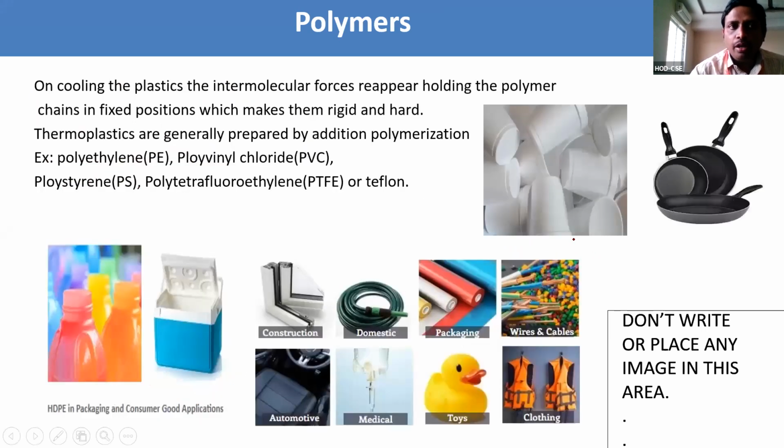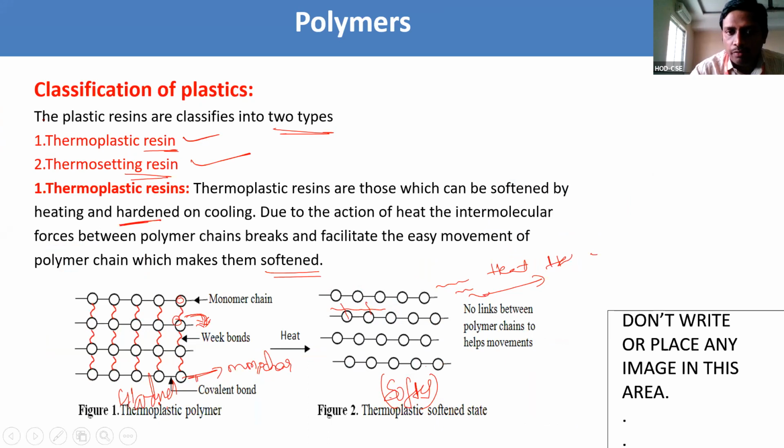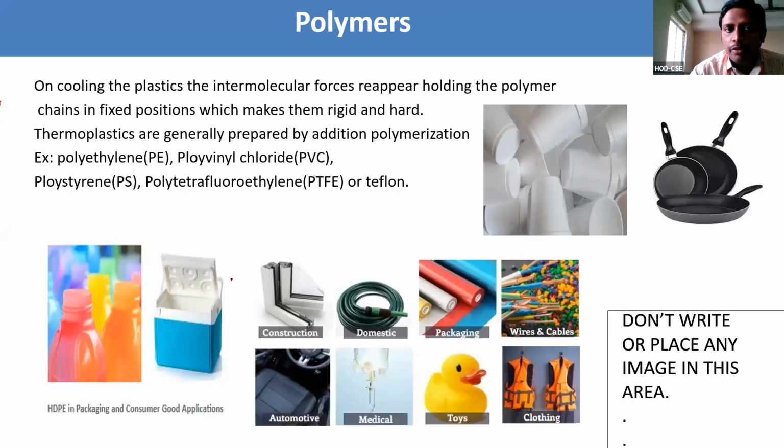On heating we got the soft rubber. To this, again we need to cool the plastic. On cooling the plastic, the intermolecular forces between the polymer chains reappear, holding the polymer chains in a fixed position, which makes the rubber rigid and hard.